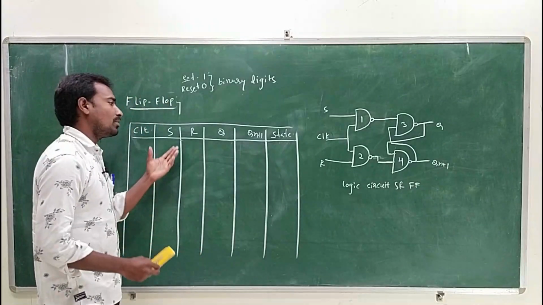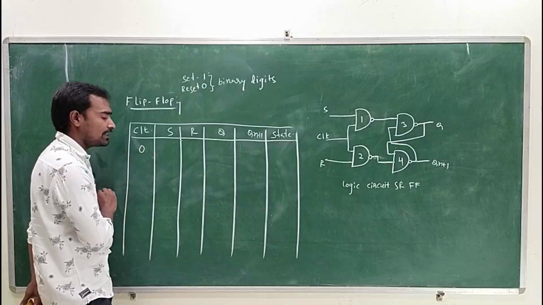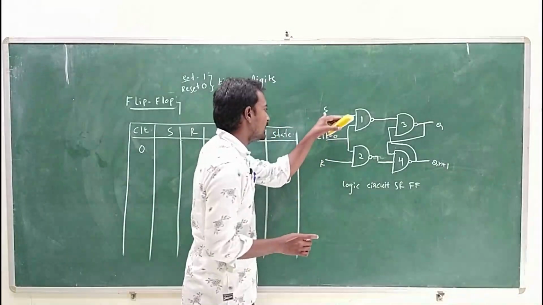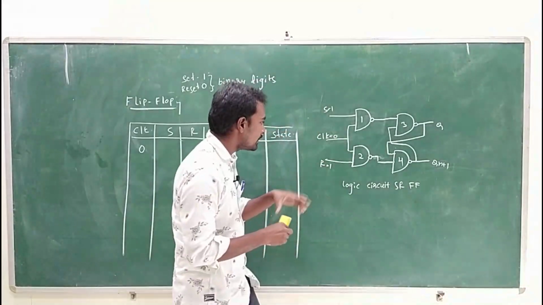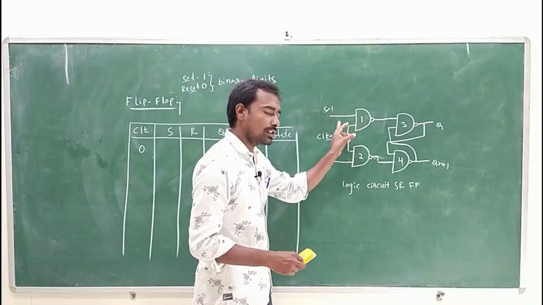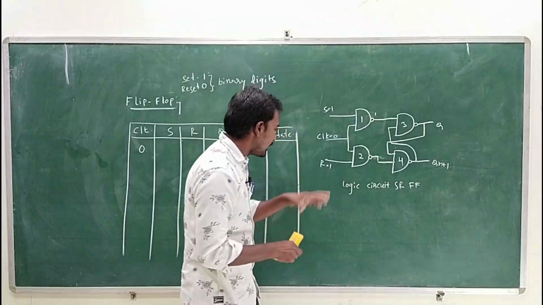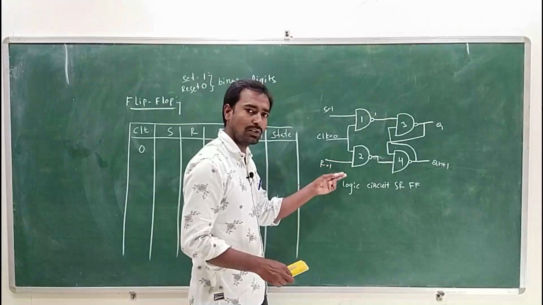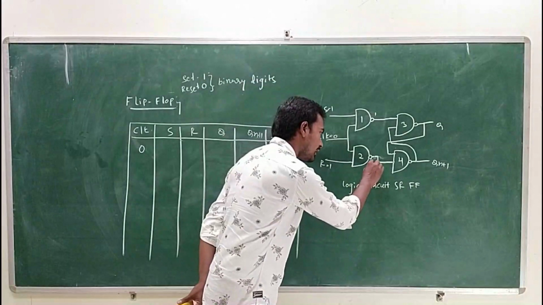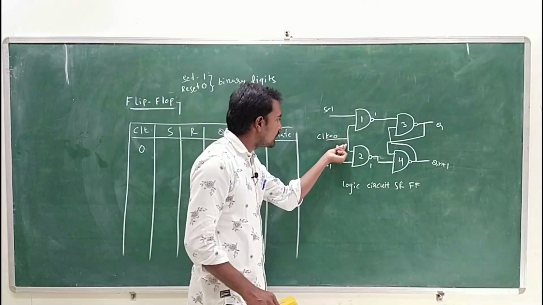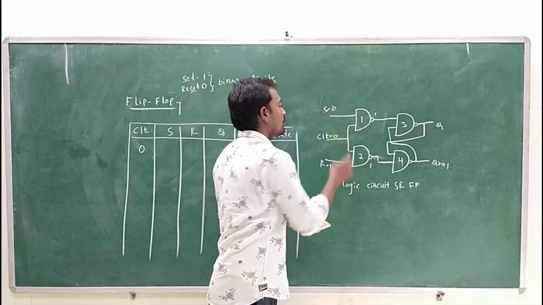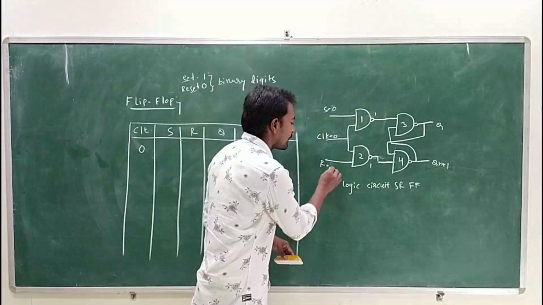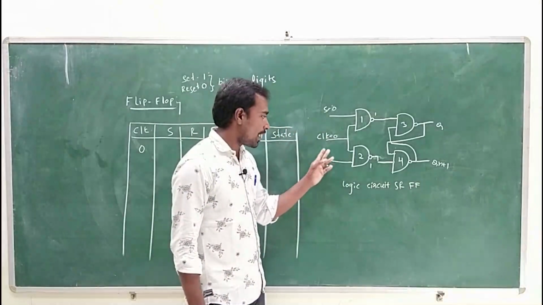In the last class we already discussed the latch circuit. When the clock signal is equal to 0, and I give S equal to 1 and R equal to 1, then 0 into anything is 0, and the complement of 0 gives output 1. Similarly, the clock signal is 0 for this NAND gate, and R is 1, then 0 times 1 is 0, and the complement is 1. So here we get 1. Again, with clock signal 0 and S equal to 0, 0 times 0 is 0 and the complement is 1, and with R equal to 0, 0 times 0 is 0 and the complement is 1.